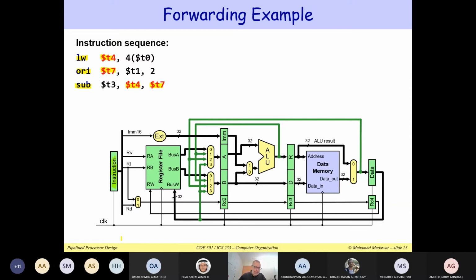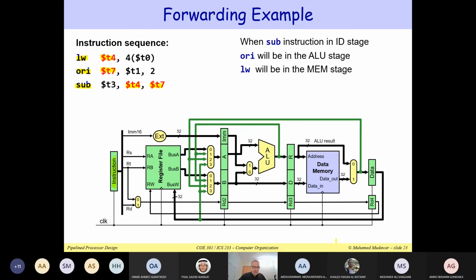So the subtract is now here in the second stage. The or immediate will be in the third stage, in the ALU stage. And the load word is in the memory stage. So already we have them in the pipeline. So the previous instruction will be in the next stage, and the second previous will be in the second next. Okay. So again, this is very important to understand.